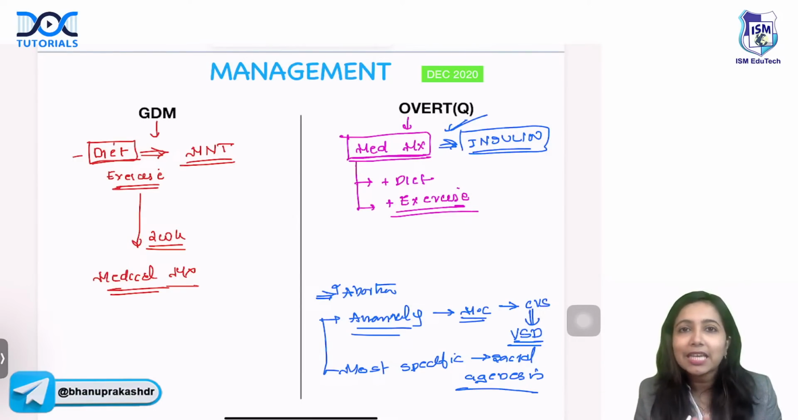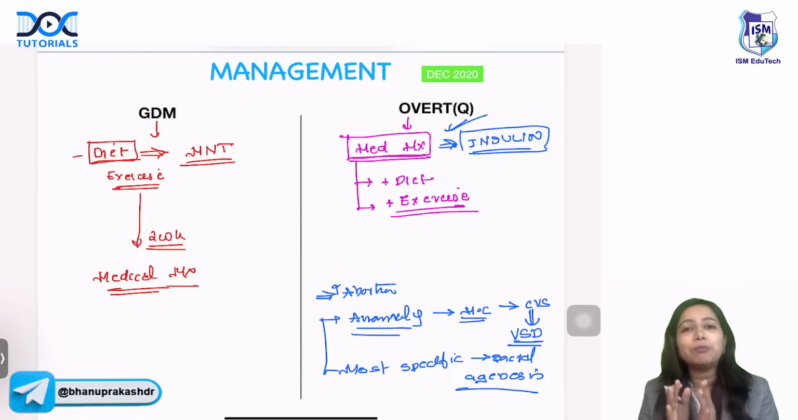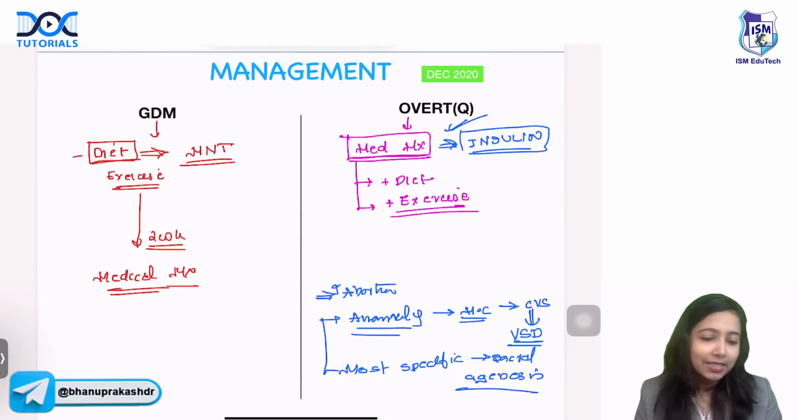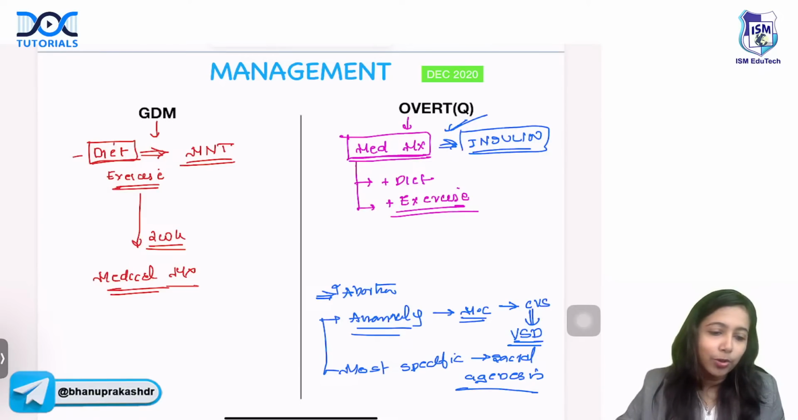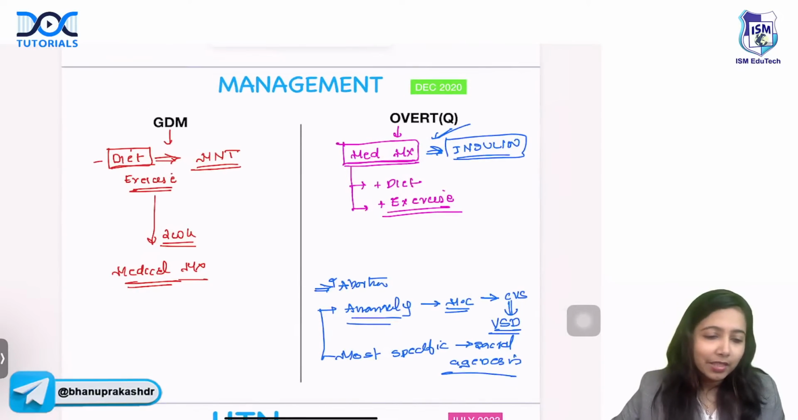If it is diabetes, again, divide it as GDM or overt. GDM means just the diet, medical nutritional therapy, exercise. Then after 2 weeks, reassess and we can go for insulin. If it is overt, directly go for the medical management. This is basically a summary of how you are going to manage. All right. Is it clear?